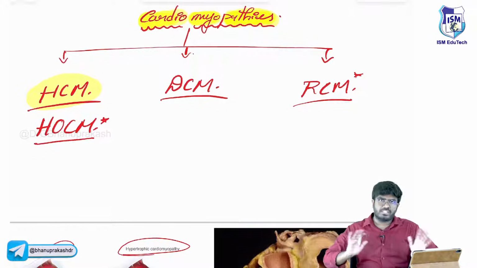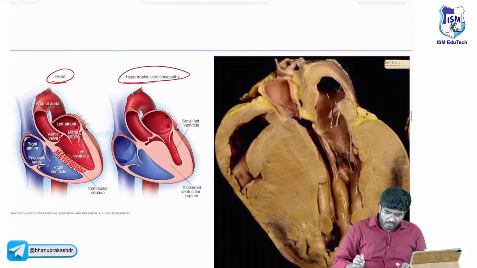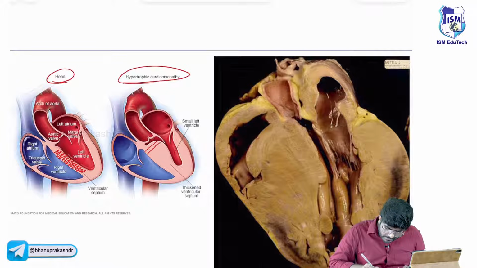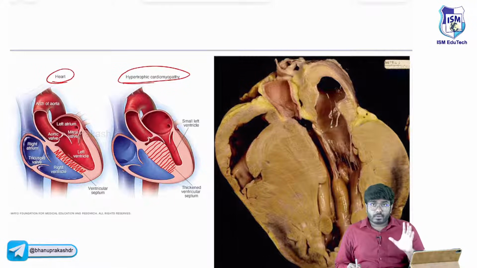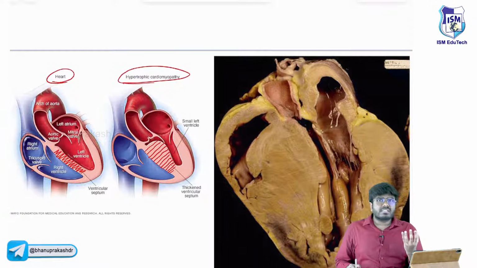Both can be used interchangeably. Now here what happens is there is asymmetrical septal hypertrophy. The interventricular septum, because of certain gene mutations, is getting hypertrophied. So extra muscle. There is hypertrophy. More muscle means it needs more oxygen, so the oxygen demand by the heart increases.